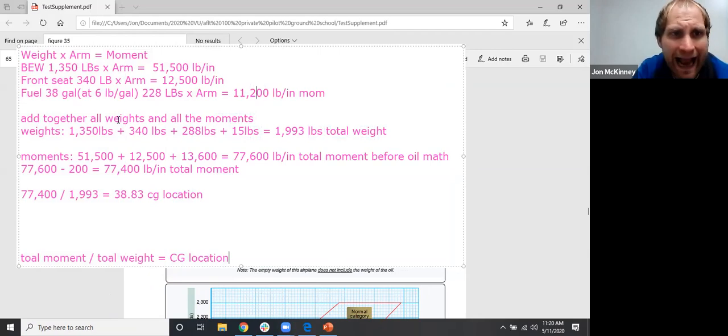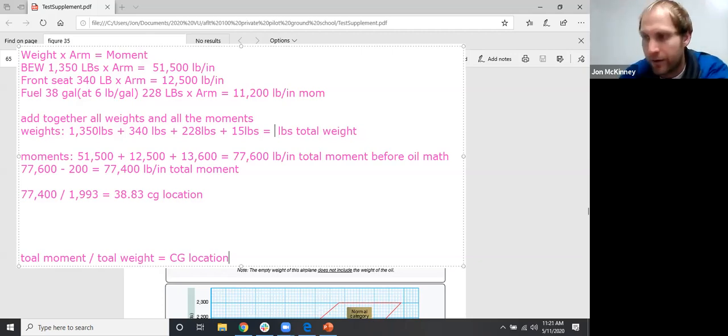So now we need to add together all the weights, and instead of being 288, we think it needs to be 228. So that's going to change our answer. So we're just going to add up all of our weights: 1350 plus 340 plus 228 plus 15. I get 1933.